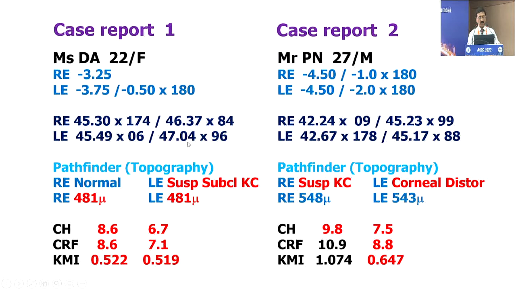case, a little bit touching just 47. Cornea thickness was a little on the lower side, but terrible hysteresis and corneal resistance factors, and the KMIs were all in the 0.5 range, an absolute no-no to do any form of refractive procedure.